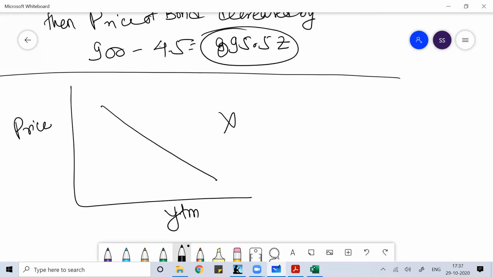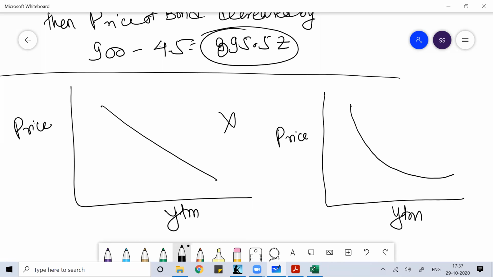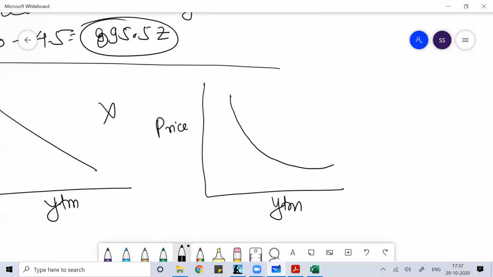then a large change in YTM would also bring a large change in the price. But a small change in YTM brings a small change in the price of the debt instrument, while a large change in the YTM does not bring a similar change in the price. That shows that the graph between the price and the YTM of the debt instrument is not linear. Instead of being linear, it is convex, and this relationship is called convexity.